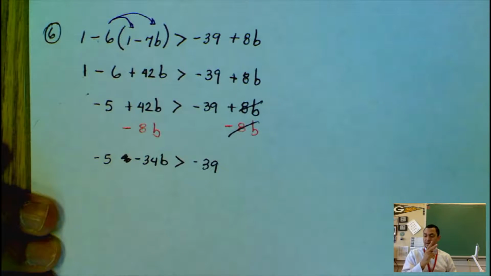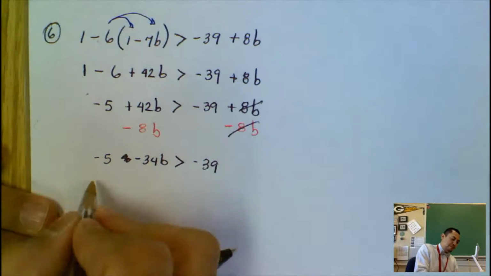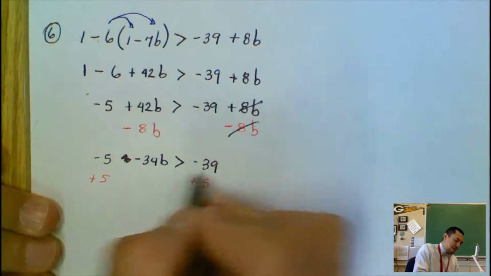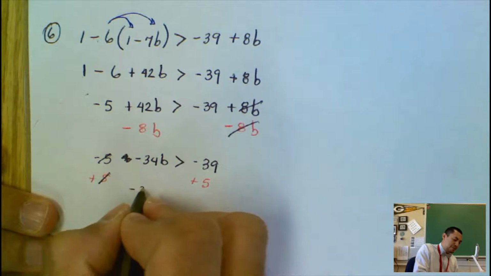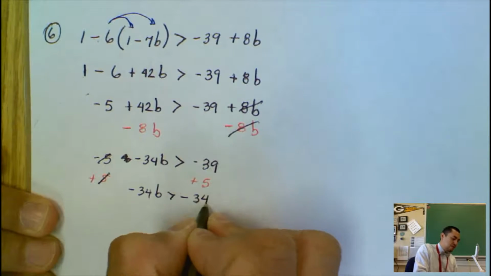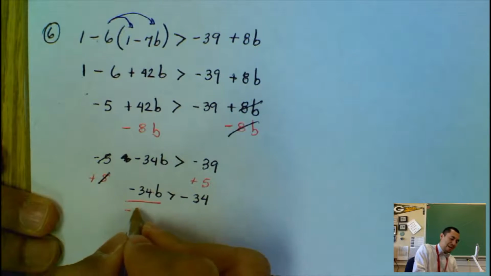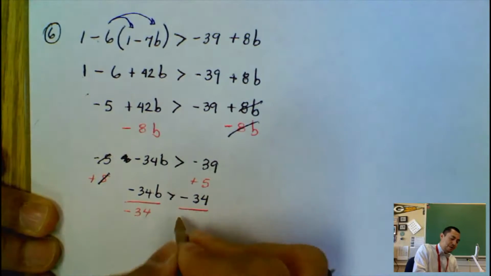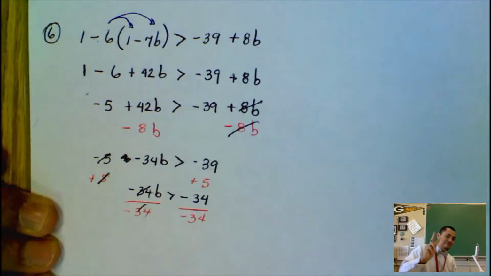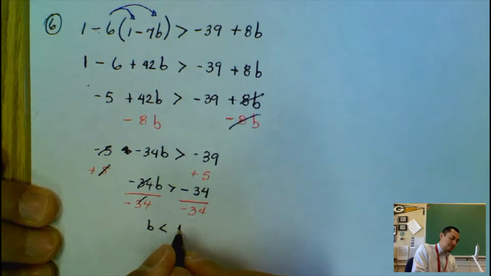Now I have a 2-step inequality. Cover your variable. What you have, negative 5. So we use the opposite. Plus 5. Plus 5. So what we have, negative 5 goes away. So negative 34b is greater than negative 34. So we have a multiplication. We're going to divide by a negative number. What happened to the inequality sign? Flips. So I have b is less than positive 1.